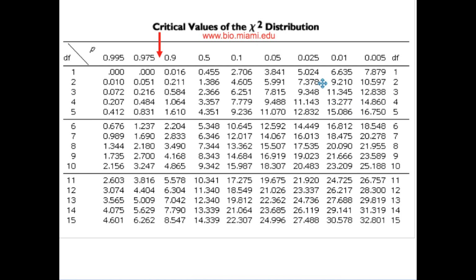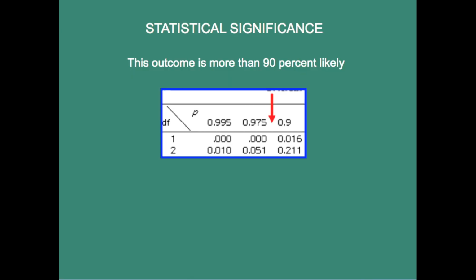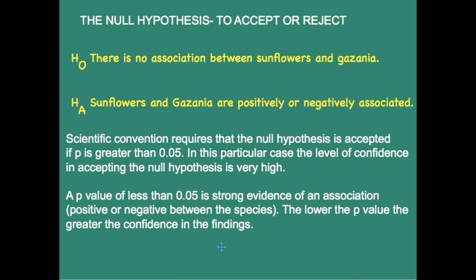And you can say with a fair amount of confidence, when you get your value somewhere around here, that there is an association. And when you get values way up here, you can certainly say with a lot of confidence that there's no association. So this then is how you would interpret the meaning of the p-value.